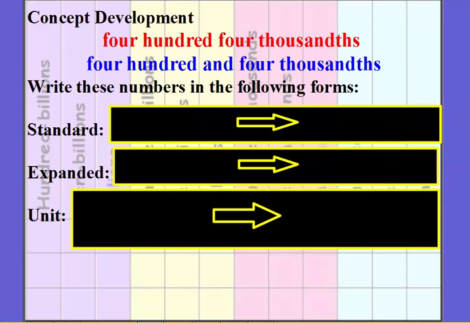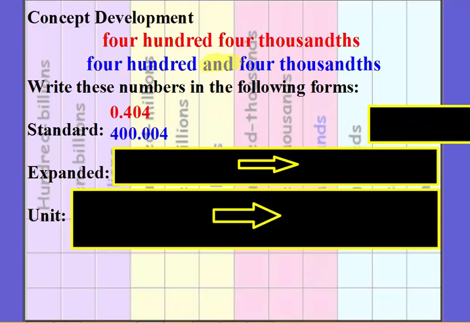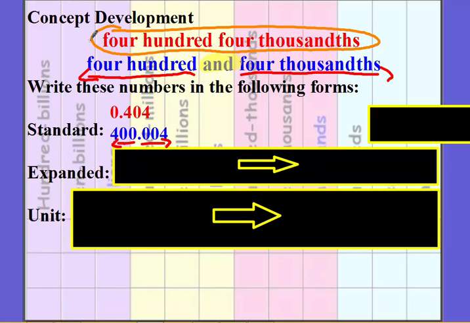Okay, so now look at these ones. I have 404 thousandths, and I have 404 thousandths. You'll notice there's a slight difference because this one has that "and." This red one does not. So this blue one means that everything to the left is a whole number, is to the left of the decimal. And everything to the right is to the right of the decimal. Since there's no "and" for this one, I don't see any "and" in there. That means the whole thing is a decimal.